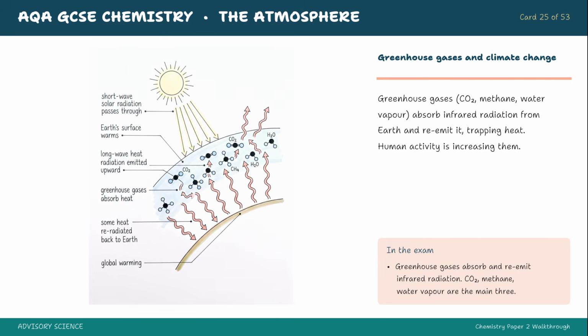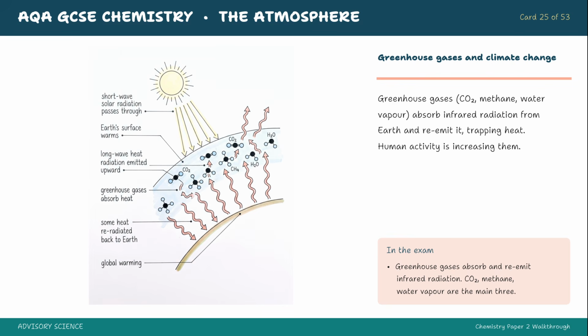Greenhouse gases and climate change. Some gases in the atmosphere are called greenhouse gases because they trap heat and keep the planet warm enough for life. The main ones are carbon dioxide, methane, and water vapour.